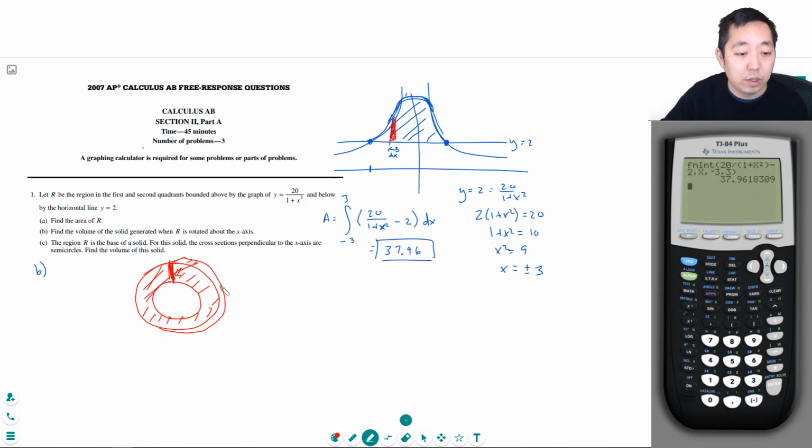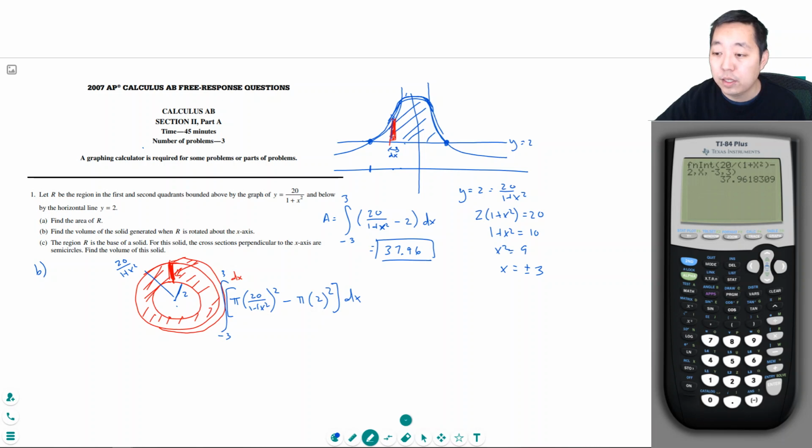Now the dimensions of this disk are, well, the thickness is dx. To find the volume, I take this donut area times the thickness. This donut area is the area of the bigger circle minus the area of the smaller circle. The radius of the bigger circle is the distance from here to here, which is the y value. So that distance is 20 over 1 plus x squared. And this little distance here is just 2. So the volume then is pi r squared, the area of the big circle, with r equal to 20 over 1 plus x squared, minus the area of the little circle, pi little r squared. All of that times dx is the volume of this disk. Then I want to sum up from negative 3 to 3 over all the disks here.